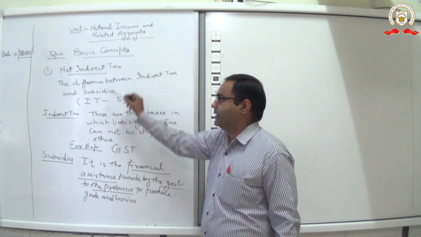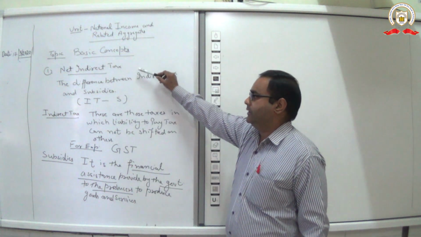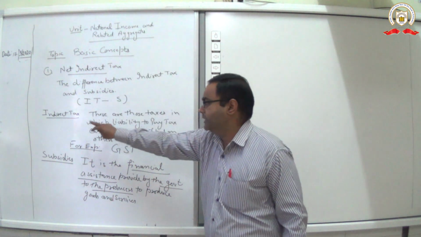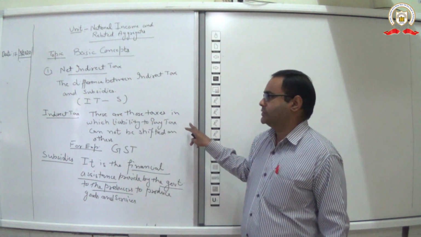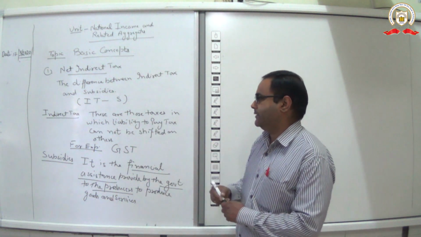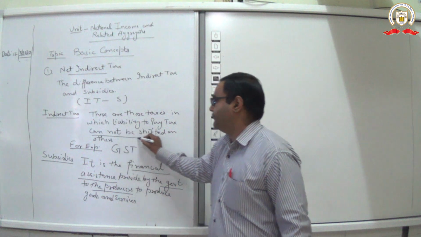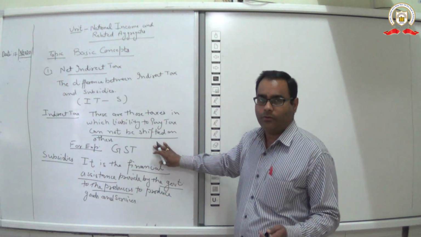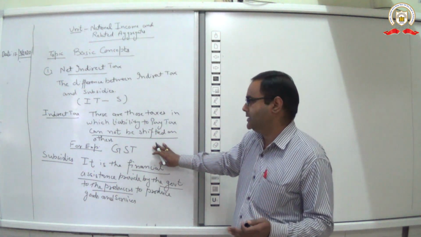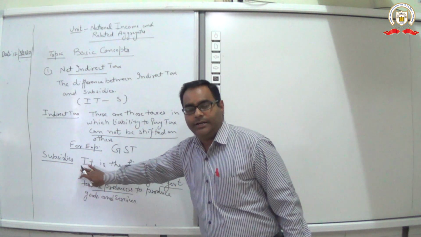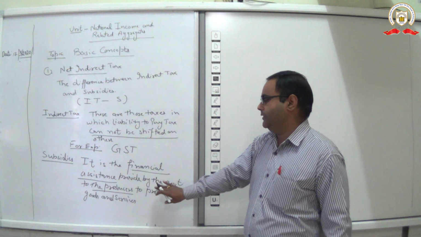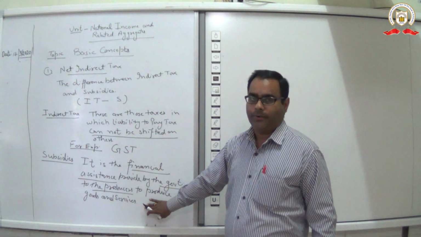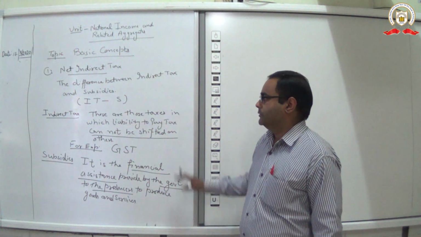So I hope the concept is clear to you that net indirect tax is the difference between indirect tax and subsidies. Indirect tax refers to those taxes in which the liability to pay tax can be shifted. It means the impact and incidence of tax fall upon different persons. Subsidies refer to the financial aid given by the government to the producer to produce or manufacture goods.